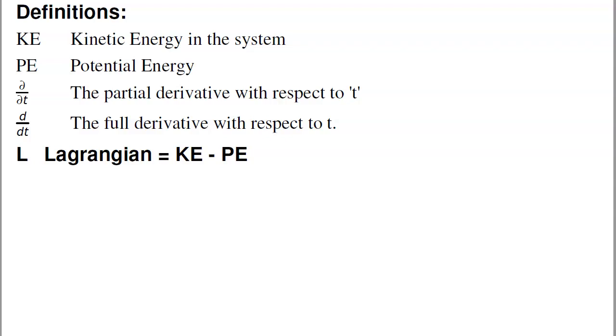A couple definitions to start with. Ke is kinetic energy in the system. Pe is the potential energy. A del is a partial derivative. A d is a full derivative. And the Lagrangian is kinetic energy minus potential energy.